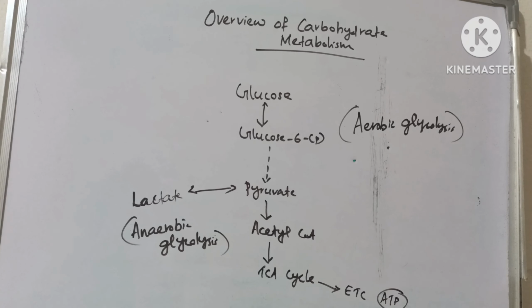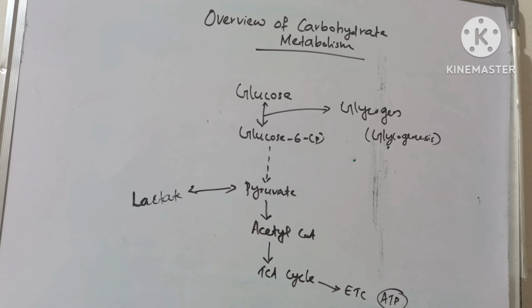Second major metabolic pathway is anaerobic glycolysis. In cells which don't have mitochondria, for example RBC, this pyruvate gets converted to lactate and this is called as anaerobic glycolysis. Another metabolic pathway is glycogenesis, which means synthesis of glycogen from glucose in well-fed state.